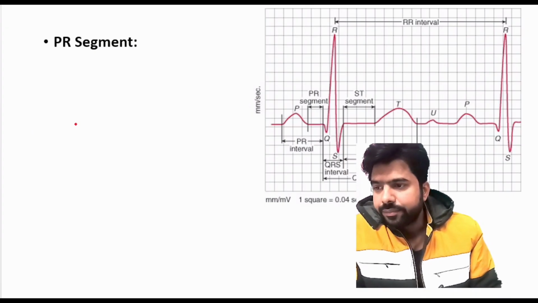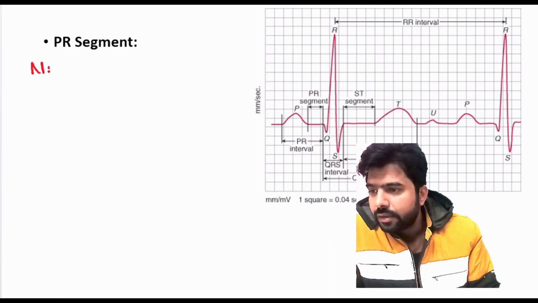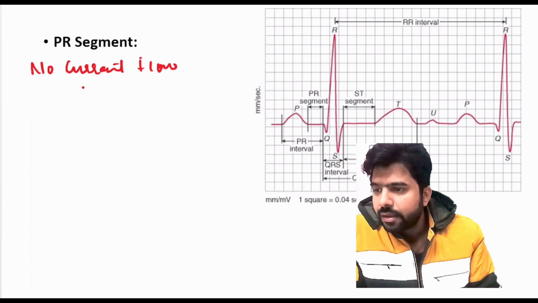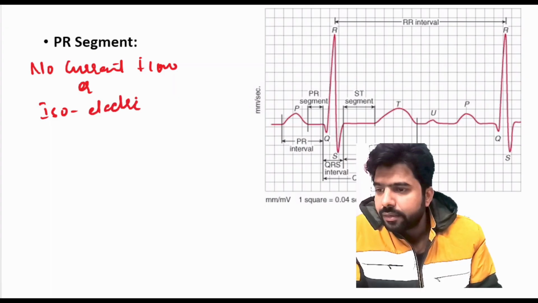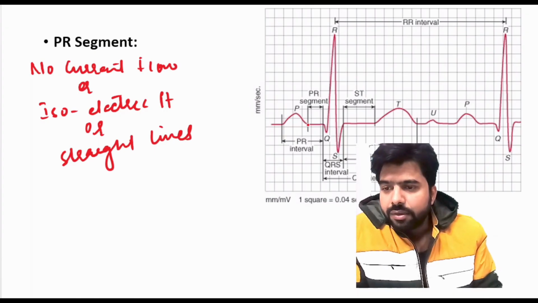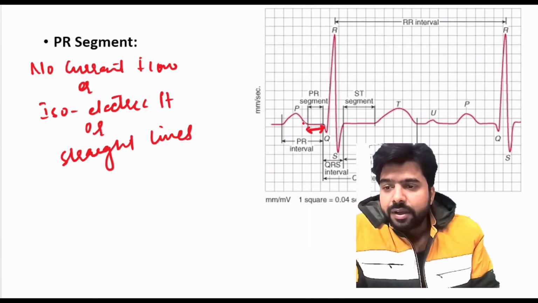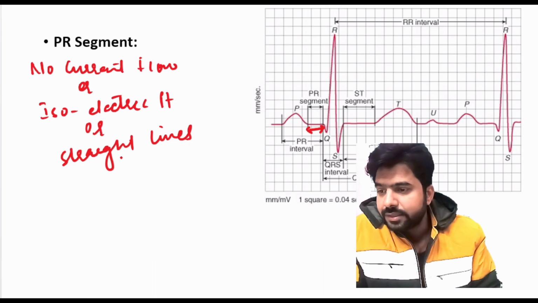Now the PR segment. In the PR segment, there is no current flow. All these are isoelectric points or straight lines. Now this is the PR segment. This PR segment occurs after the P wave and before the onset of QRS complex.